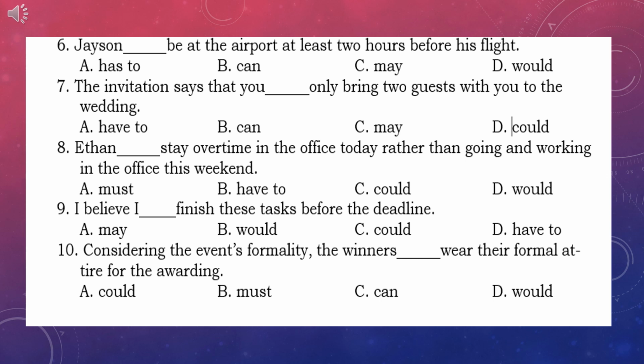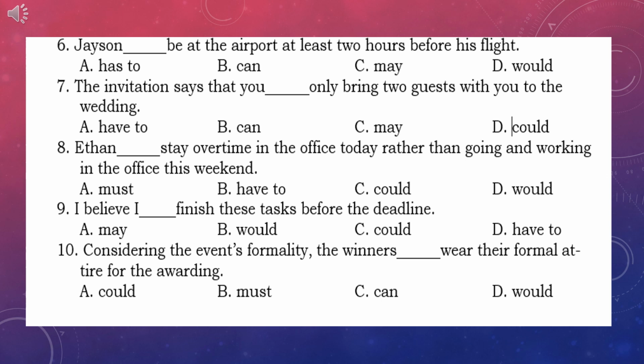Jason blank be at the airport at least 2 hours before his flight. Is it has to be, can be, may be, or would be? The correct answer is has to be. Jason has to be at the airport at least 2 hours before his flight. It communicates the so-called obligation. It is Jason's obligation to be at the airport 2 hours before his flight because if not, then he can no longer board the plane.